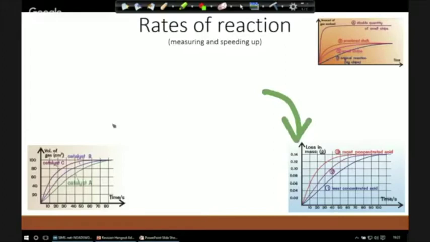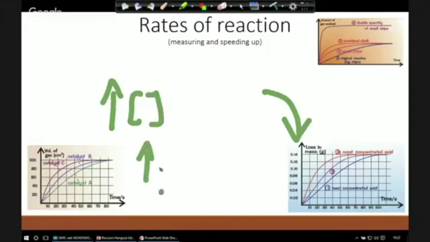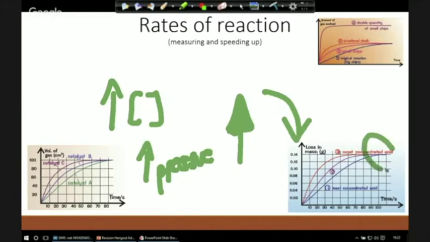Essentially, if we increase our concentration, or we increase our pressure, we're going to make more product. Or specifically, we're going to make that product more quickly. If you look at this graph, this demonstrates it well. We've got three different concentrations of reactant. They all get to the same end point. In other words, we get the same amount of mass at the end of it. We just speed them up more quickly depending on concentration or pressure.